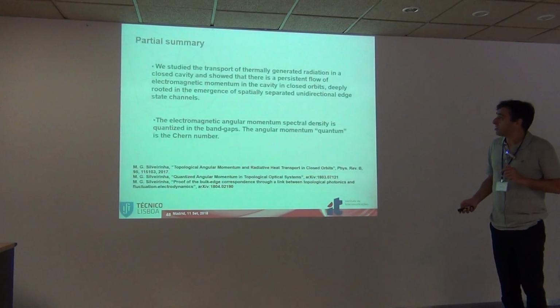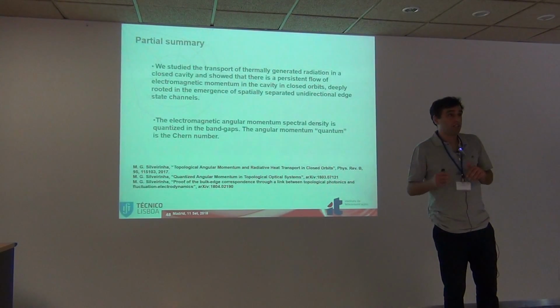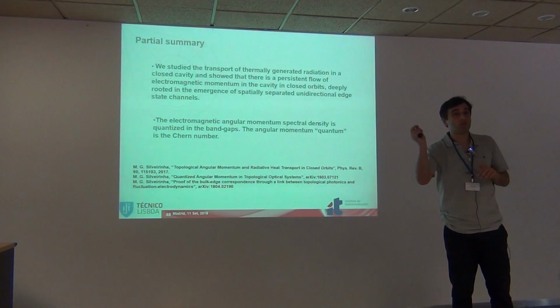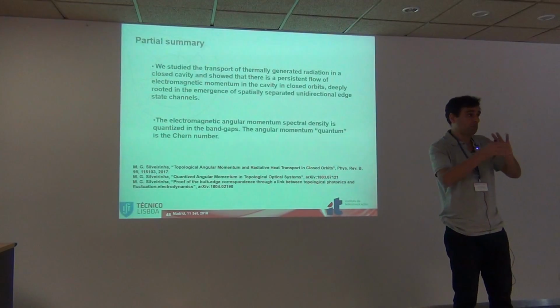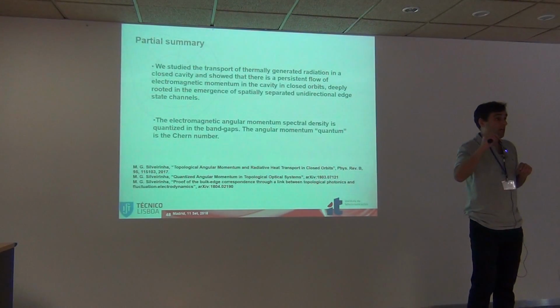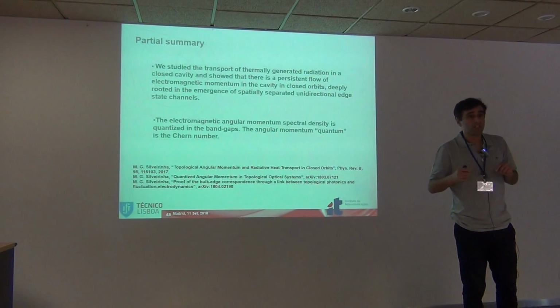So in summary, just two brief conclusions. I showed that surprisingly this non-reciprocity can create this circulation of heat in closed orbits in very general context. And the second interesting thing is that the Chern number can be understood as the quantum of the angular momentum.